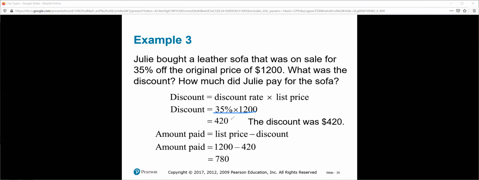Doing this simple math out, we get a discount of $420. What does that mean? That means you take the list price, subtract $420 from it, and you end up with the amount paid. The amount paid being $780. Julie bought a $1,200 sofa for a little under $800. Hey, not a bad deal, right? I don't know if that's a good price for the couch or not, but I hope Julie got her money's worth.